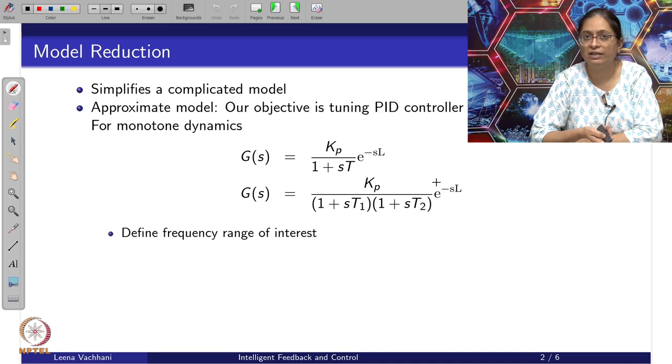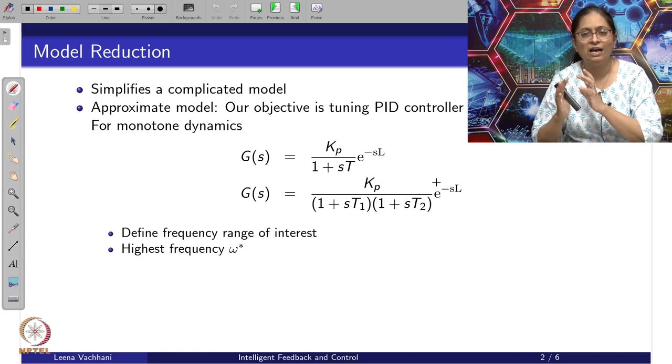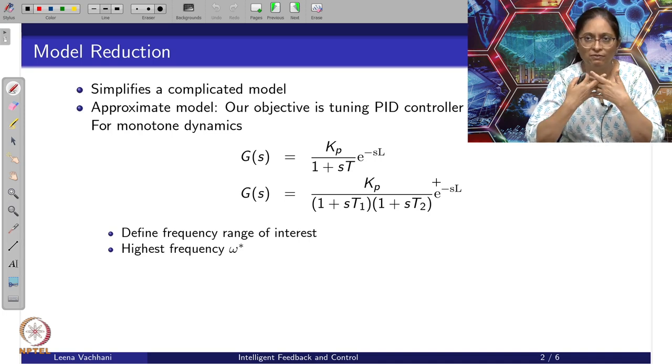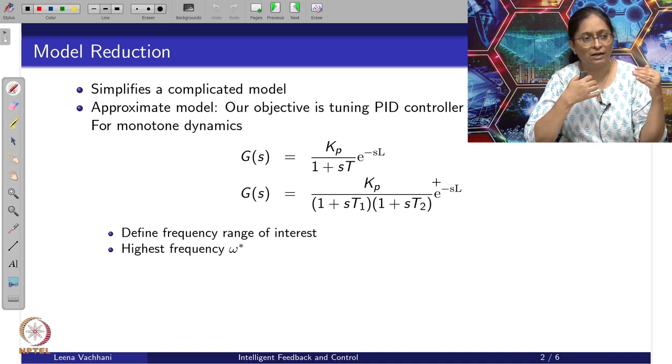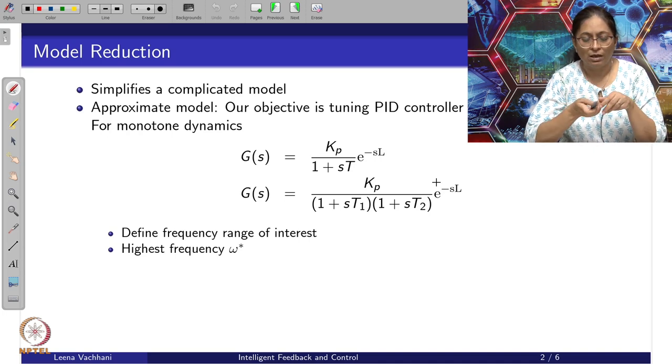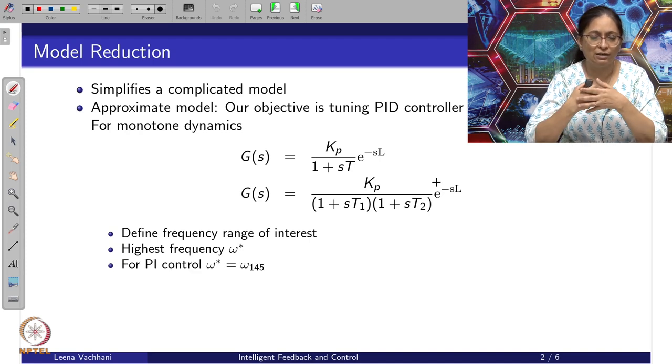what we have to look into is defining the frequency range of interest. Once that is done, we will identify the highest frequency, omega star, which will be used when we are operating this particular system. Identifying the highest frequency omega star for which the system is working is not difficult, because we will know the input variations that we are going to give to the system, and this is what my highest frequency omega star is going to be helpful for in order to understand how the approximations are done.